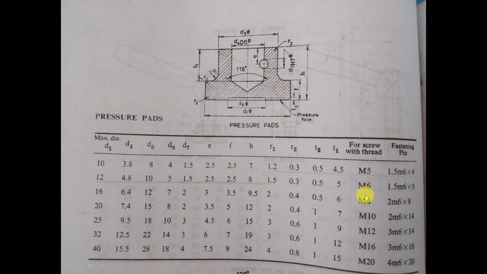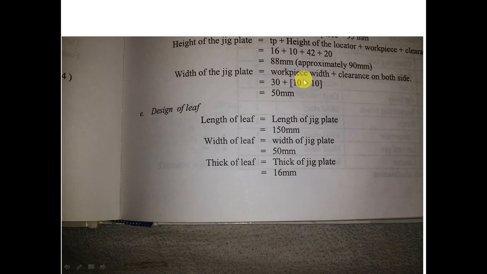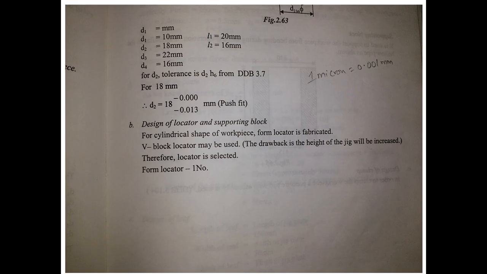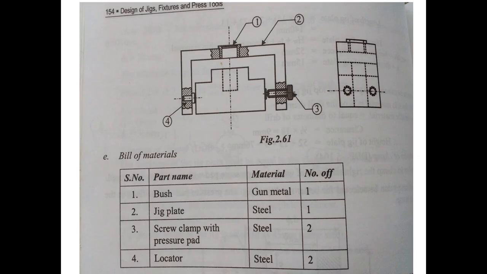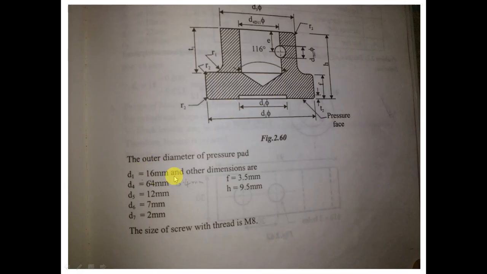Okay, so 16. And then what is the type of thread we selected? We are selecting a screw with thread M8. So this value we have to note down. This represents the dimensions of the pressure pad. For example, what is the H value? So H value is 9.5. See, this is the pressure pad. So we found out D1 is 16 mm, and the H value is 9.5 mm. So D5 is 12, D6, D7, all these values can be taken from the jig data book.